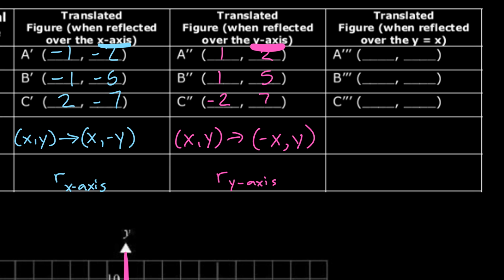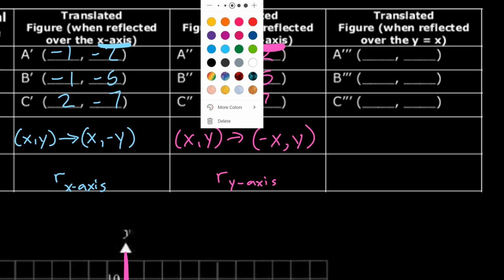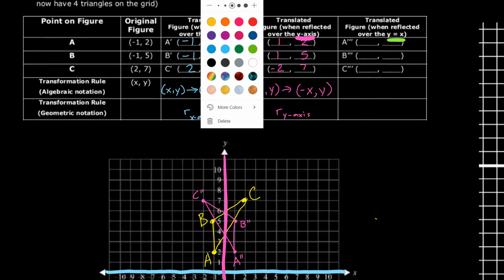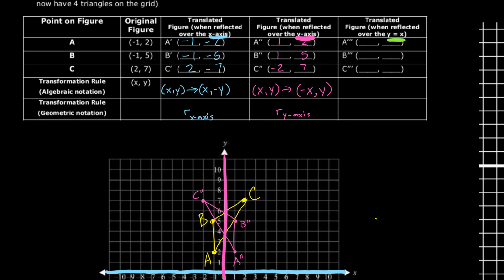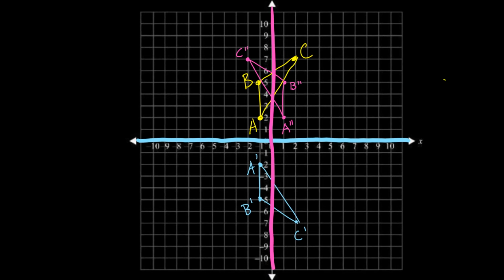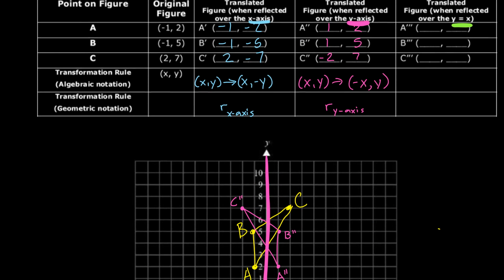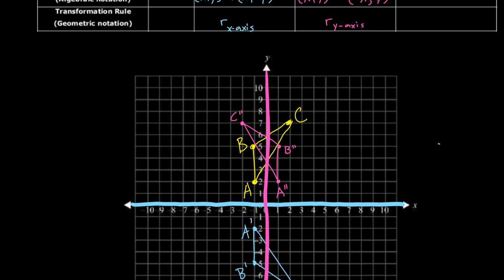Now last but not least, we have reflection over the line y equals x, all on the same graph. Where is the line y equals x? So it does go through the origin. We know this because when x is 0, what is y? We know x is the same as y. y equals x, so if x is 0, y is 0. So it goes through the point 0, 0.